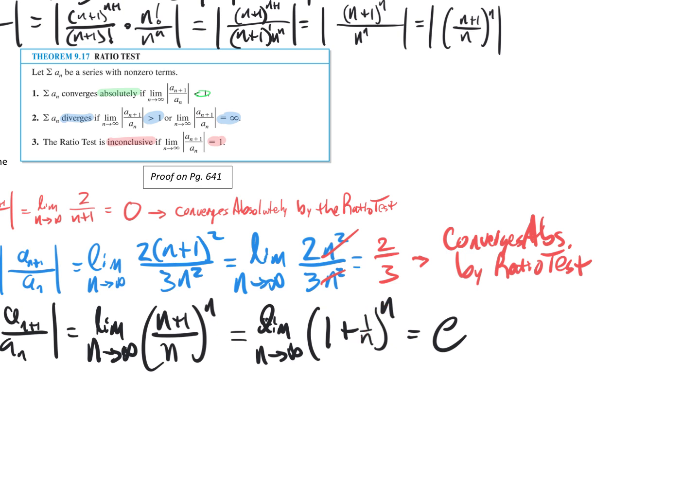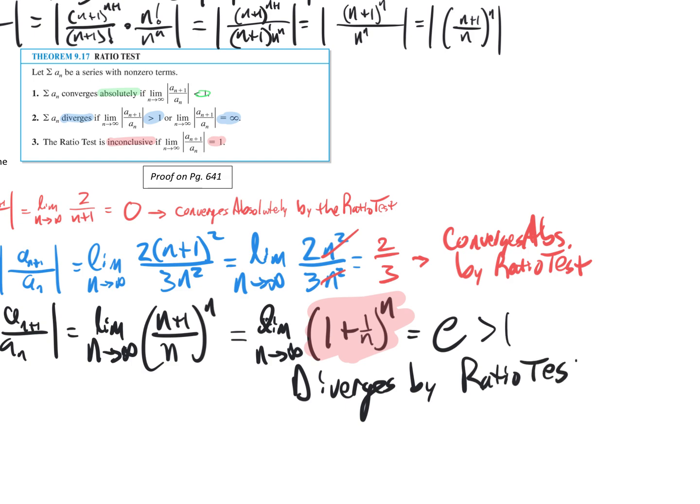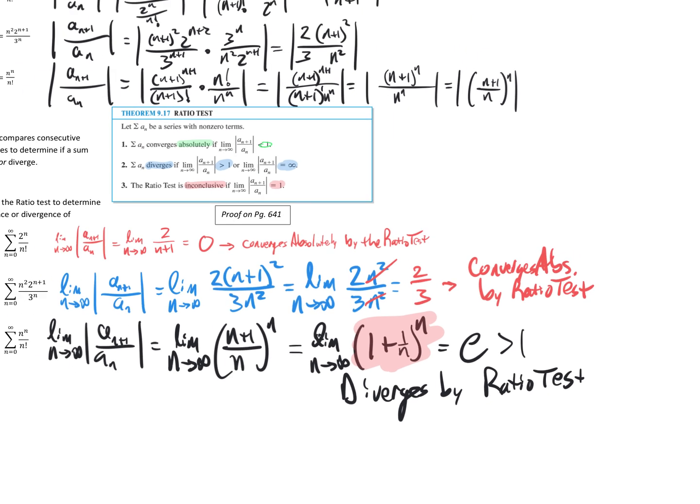That's a limit that you want to kind of memorize. Hopefully you've seen that a time or two in the past. And that is obviously greater than 1, so this diverges by the ratio test. Okay, that's how the ratio test works there.